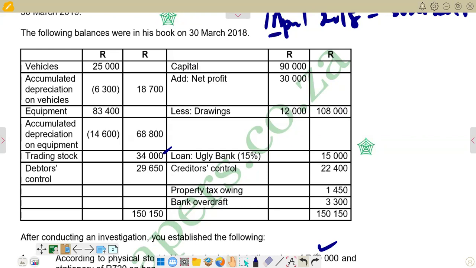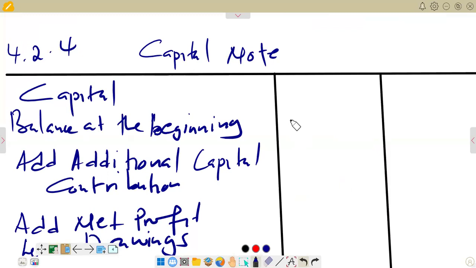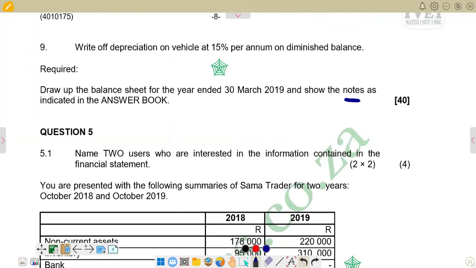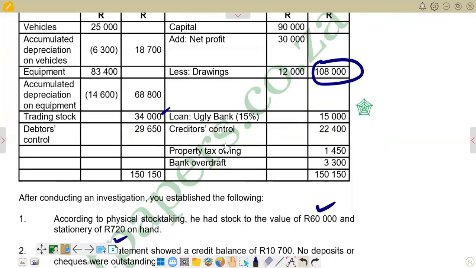So our opening is going to be 108,000. We are just going to put 108,000 as our opening. So if you come here, let's say opening balance at the beginning, we say 108,000. Then we add our additional capital. Remember, we have got a narration of our additional capital in the additional information. So we are just going to go down to see what we have in terms of additional.